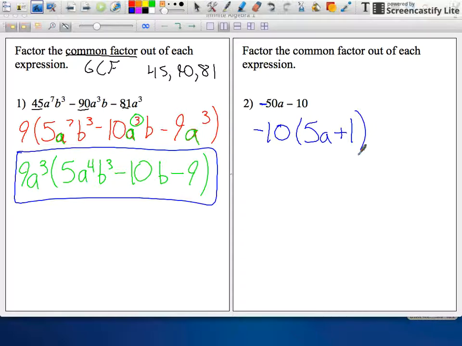Guys, if you're ever not sure that what you pulled out was correct, remember, if you want to check it, it should distribute back in and get the original. Negative 10 times 5a is negative 50a. Negative 10 times 1 is negative 10. That's our original problem, so it checks out.